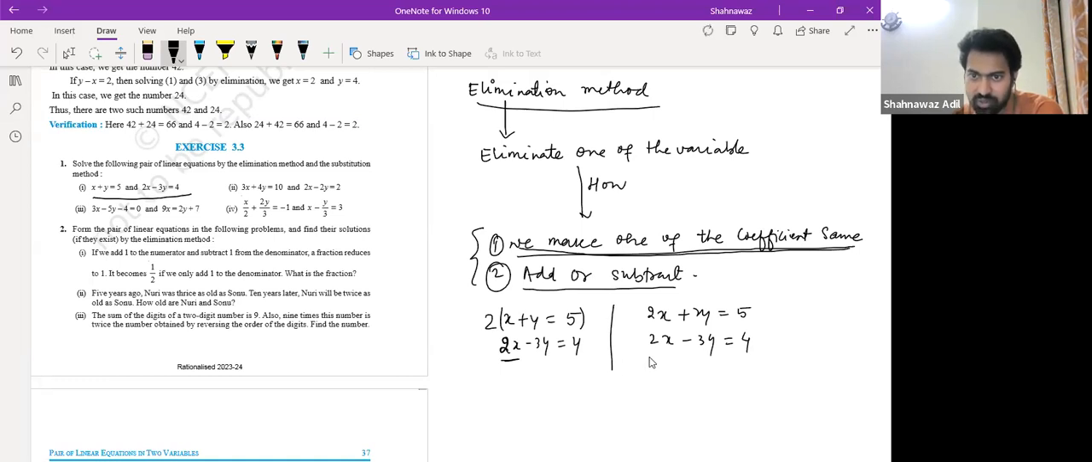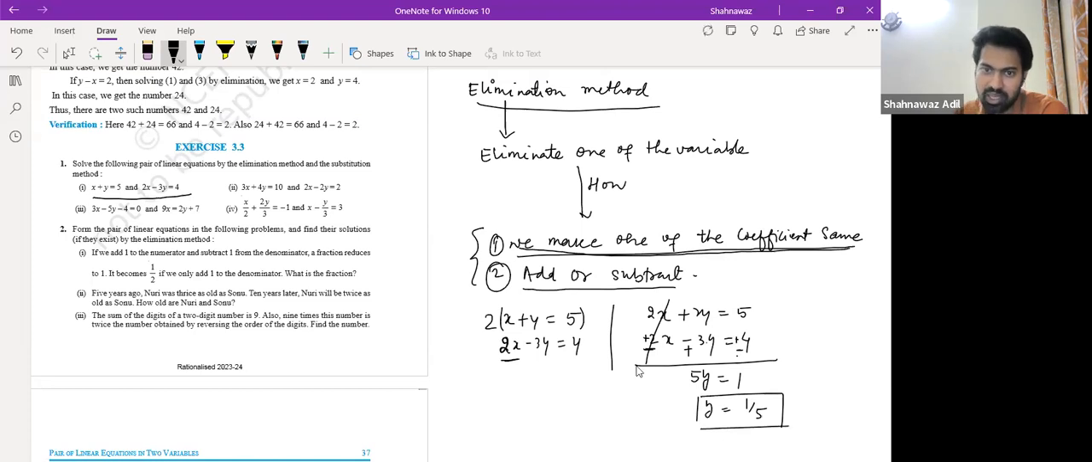If we add, this would be 4x, right? So we need to subtract, and the sign will change. So this is plus, this will change. This is minus, this will be plus. This is plus, this will be minus. So the x will cancel. And 2y plus 3y is 5y. Right, yes, sir. And 5 minus 4 is 1. So y will come out to be 1 by 5.